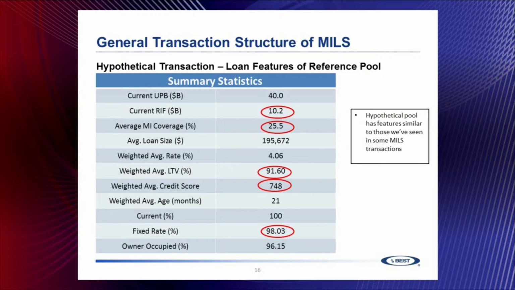We made up a hypothetical pool which has features similar to the features we see in other MILN transactions. The important data is shown on this slide. We highlight the current risk in force of about $10.2 billion. The average mortgage insurance coverage is about 25.5%, which is close to the average MI coverage for the MI industry. We have the weighted average loan-to-value ratio of close to 92%. It's 91.6% here. The weighted average credit score is quite high, 748. And 98% of the pool is made up of fixed-rate mortgages.